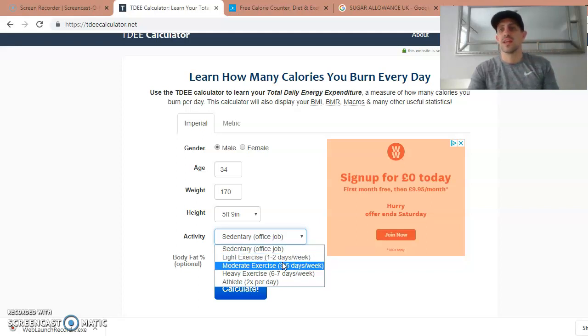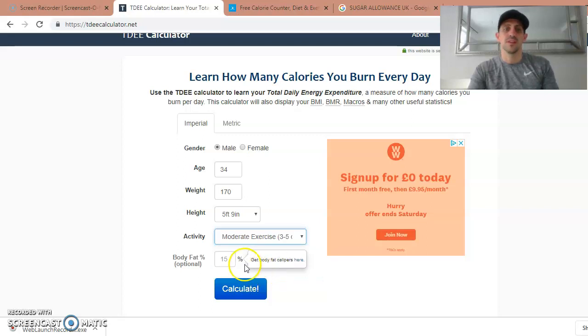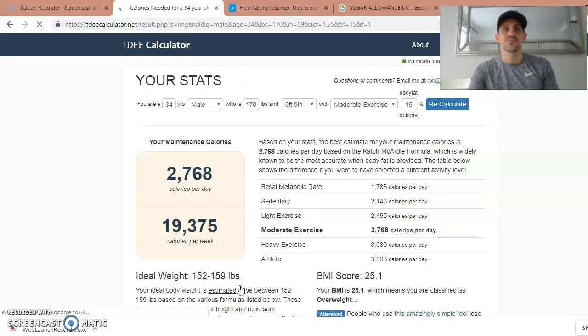So I'm going to go off moderate exercise because I know 3 to 5 days. My body fat is 15% right now, but you don't need that. It'll still calculate it anyway without body fat, so you don't need to put that in if you don't know it. Calculate. Right, so this bit's important.